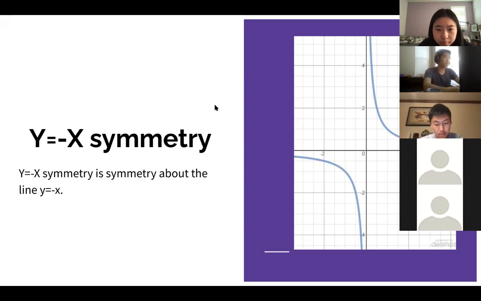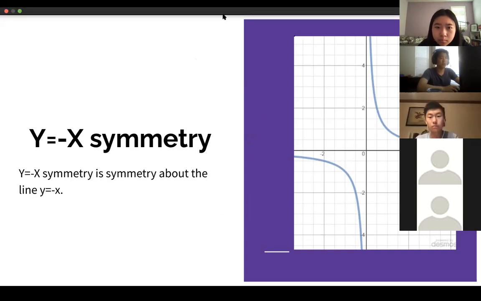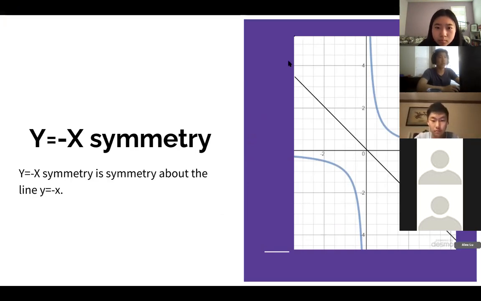Now, y equals negative x symmetry is very similar to y equals x symmetry, except it's just the opposite direction. You reflect over the line y equals negative x instead of y equals x. So it's just symmetry about the line y equals negative x. And that's basically about it. Here, I'll draw a line over here to represent it. It's just reflected over this line. So that's basically y equals negative x symmetry, in case you needed a visualization.